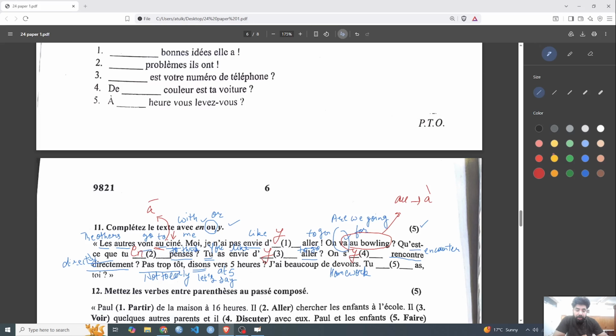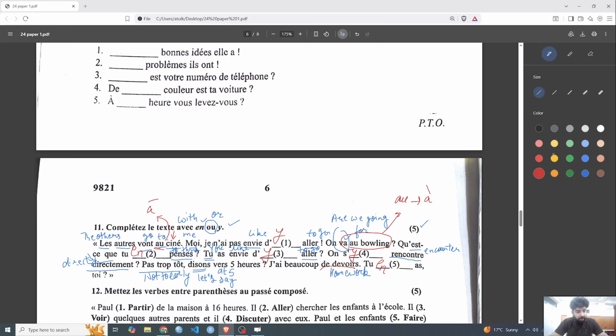Okay. Then it says "pas trop tôt, disons 5 p.m." and then it says "j'ai beaucoup de devoirs". So it says that it has to do the homework, and now this homework has been replaced because it says do you have any. The homework was the noun which was coming from this word, and it never mentioned how much quantity of homework was given. So we have to write en here. Okay.